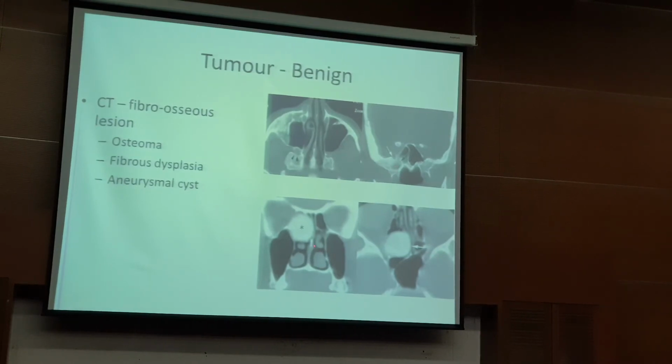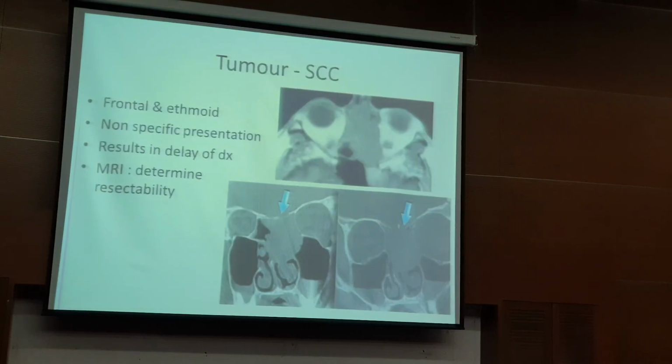What about osteoma? Osteoma, again, it usually would be solid, and location can differentiate. It can have ground glassy appearance, but it is more dense than the ground glass appearance that one would see in fibrous dysplasia. Okay, tumor usually would involve the frontal sinus and the ethmoid sinus. Again, it has non-specific presentation, and hence usually there will be delay in diagnosis.